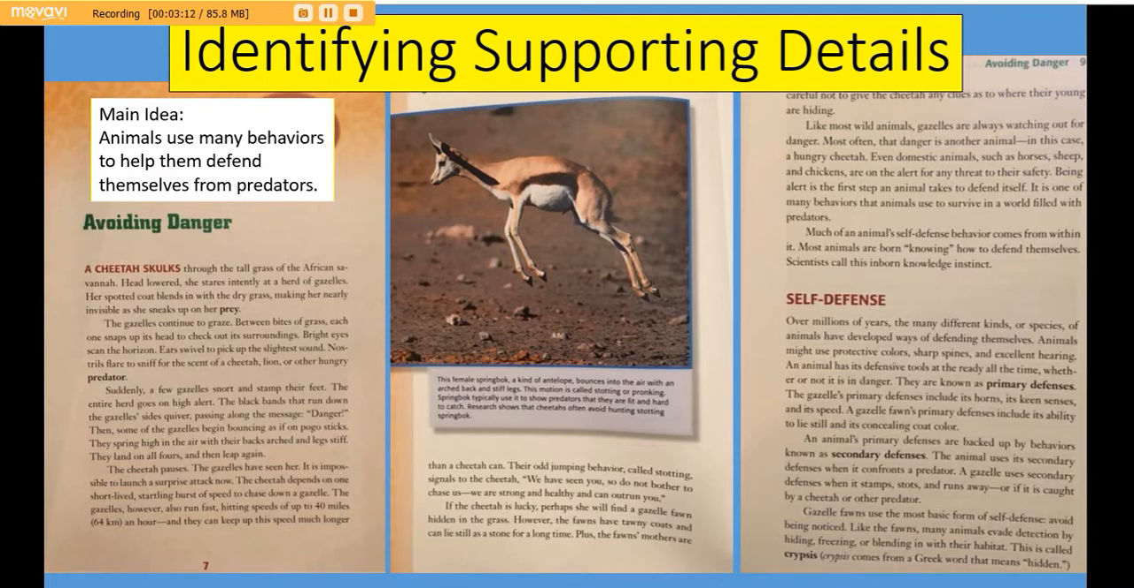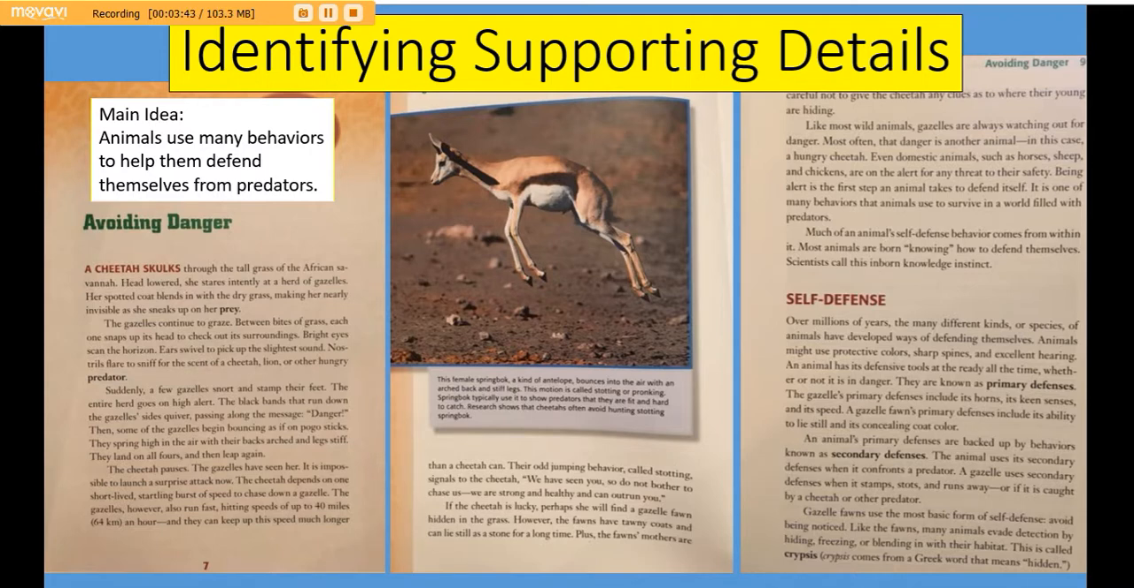The cheetah depends on one short-lived, startling burst of speed to chase down a gazelle. The gazelles, however, also run fast, hitting speeds of up to 40 miles an hour, and they can keep up this speed much longer than a cheetah can. Their odd jumping behavior, called stodding, signals to the cheetah, "We have seen you, so do not bother to chase us. We are strong and healthy and can outrun you."